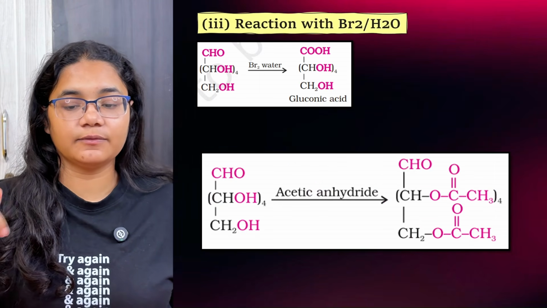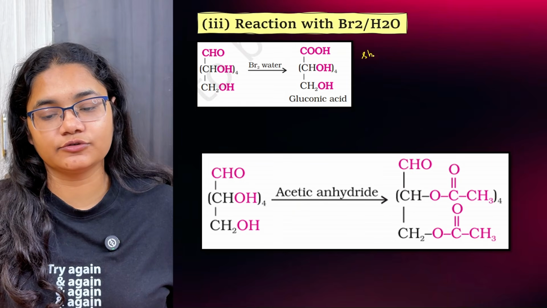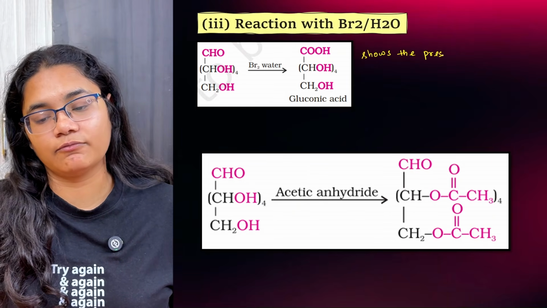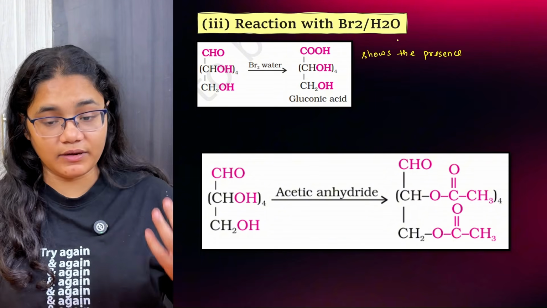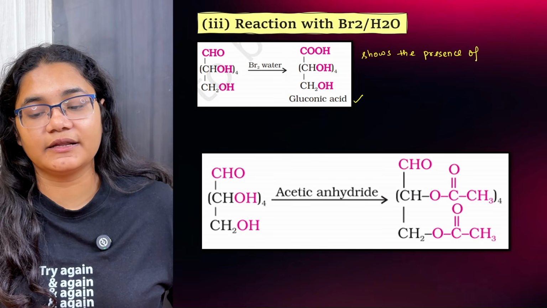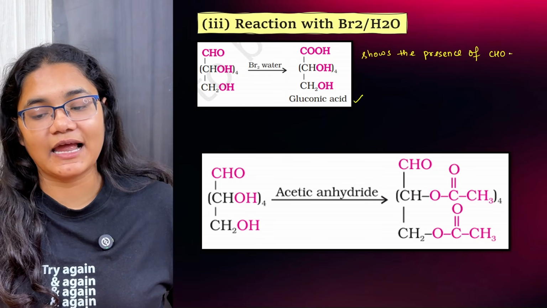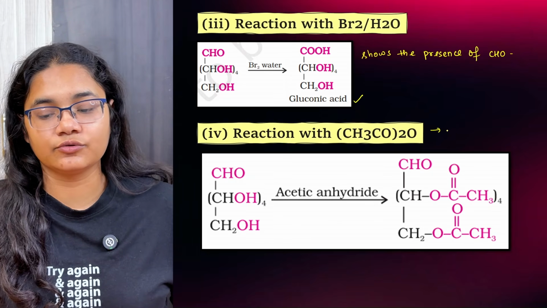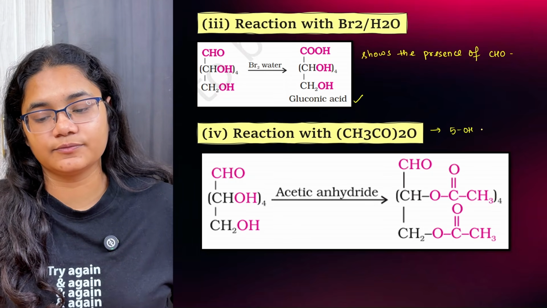Next one, reaction with bromine water. What does this reaction show? Carbonyl group means what? We have both aldehyde and ketone, but with bromine water, the formation of gluconic acid confirms the presence of CHO group, means aldehyde group. Next, the fourth one, reaction with acetic anhydride, it shows the presence of 5 OH groups.